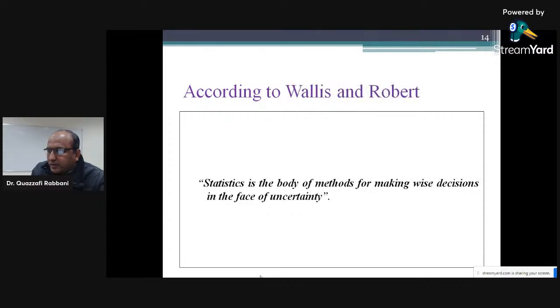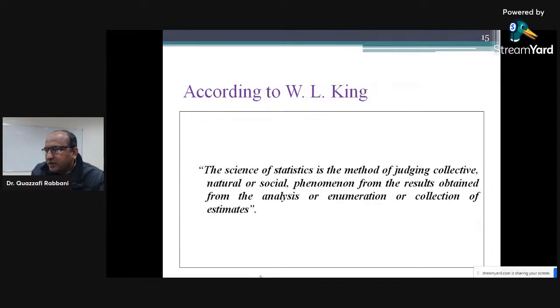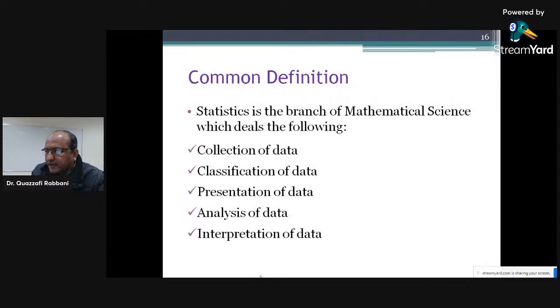Now, this definition is given by Wallis and Roberts: statistics is the body of methods for making wise decisions in the face of uncertainty. Similarly, W. I. King has also given a definition of statistics: the science of statistics is the method of judging collective numerical social phenomena from the results obtained from the analysis or enumeration or collection of estimates.